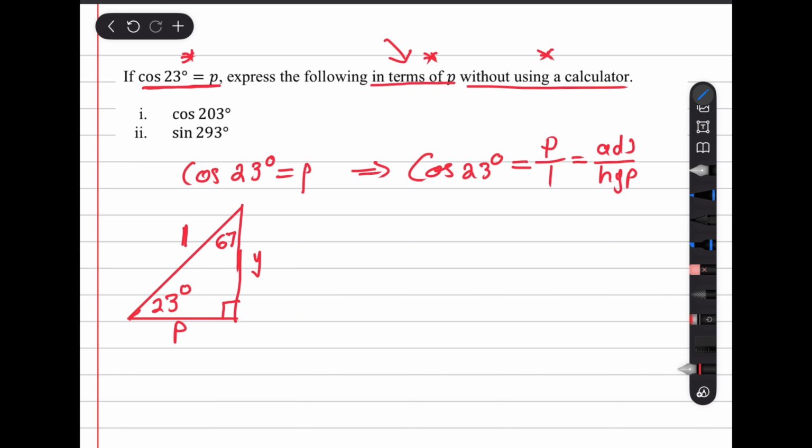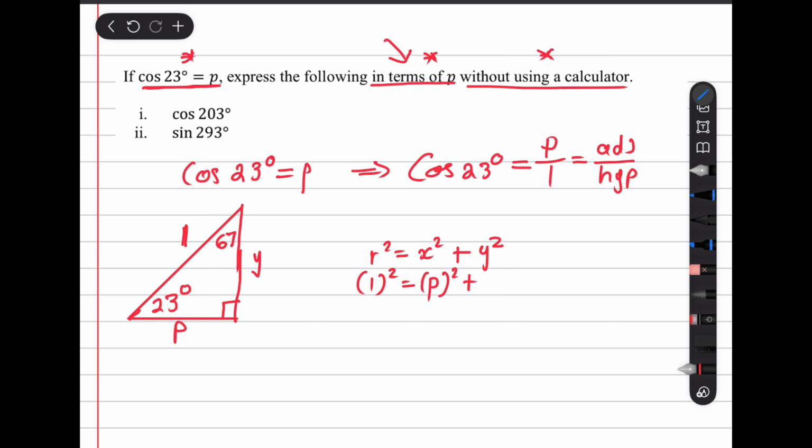So now to find this side here, we can just label it as y for now. Then we are going to use the theorem of Pythagoras to actually find this one here. So we are going to say r squared is equal to x squared plus y squared, where r is our hypotenuse, then x is our adjacent side relative to the 23 degrees, then we say y squared here. So now remember, what is the value of r? The value of r in this case is 1. So we say 1 squared. The value of x in this case is p, so we are going to have p squared.